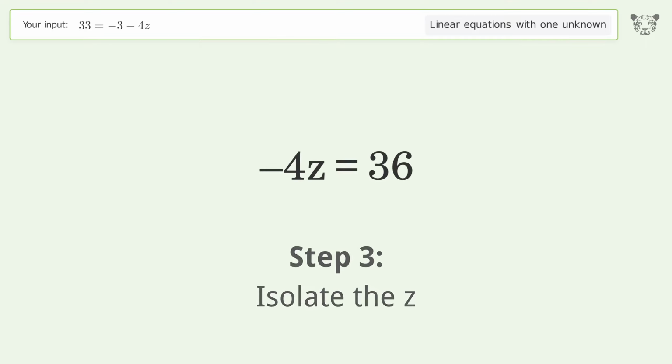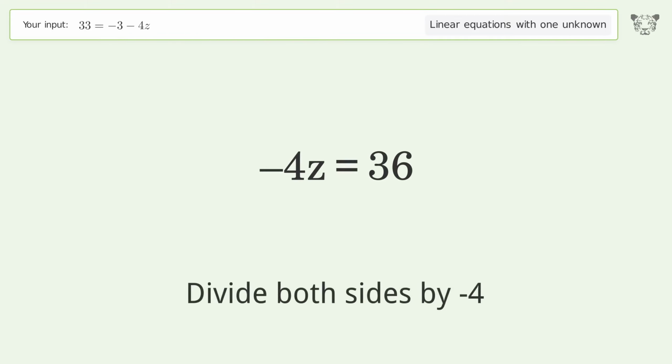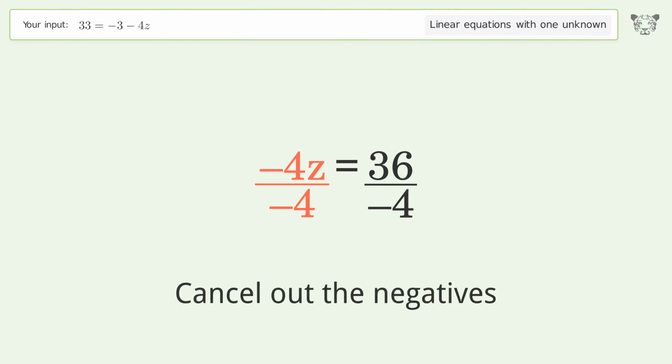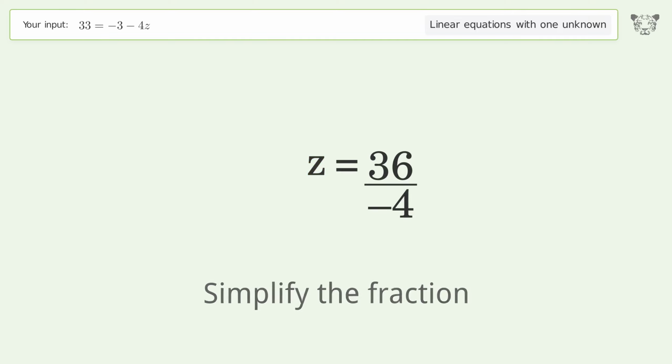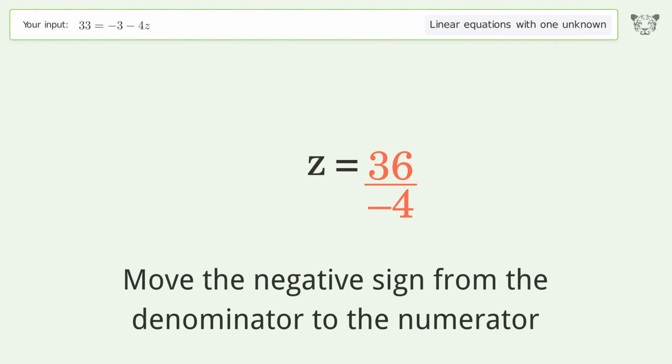Isolate the z. Divide both sides by -4. Cancel out the negatives. Simplify the fraction. Move the negative sign from the denominator to the numerator.